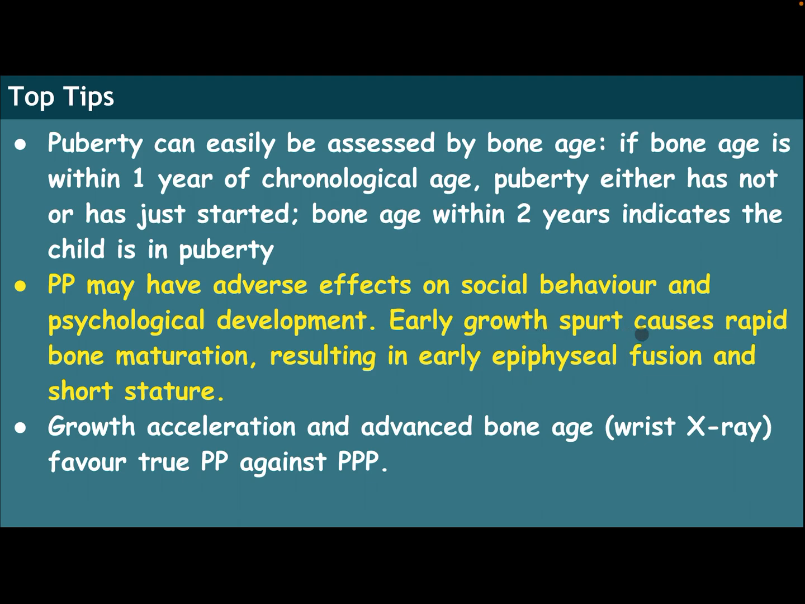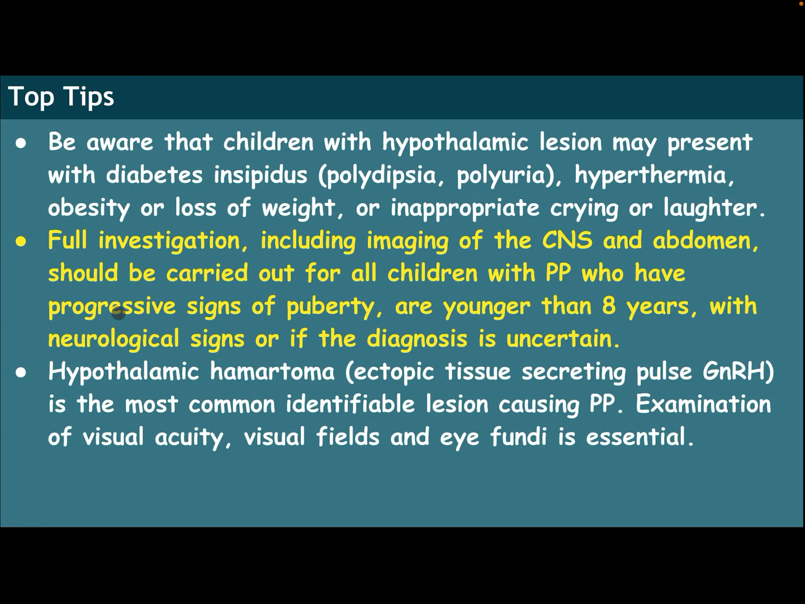Early growth spurt causes rapid bone maturation, resulting in early epiphyseal fusion and short stature. A growth acceleration and advanced bone age on X-ray favor a true precocious puberty against peripheral precocious puberty. Be aware that children with a hypothalamic lesion may present with diabetes insipidus, polydipsia, polyuria, hyperthermia, early obesity or loss of weight, or inappropriate crying or laughter.